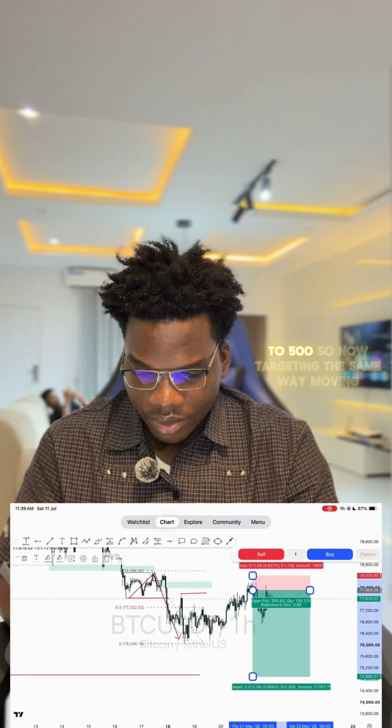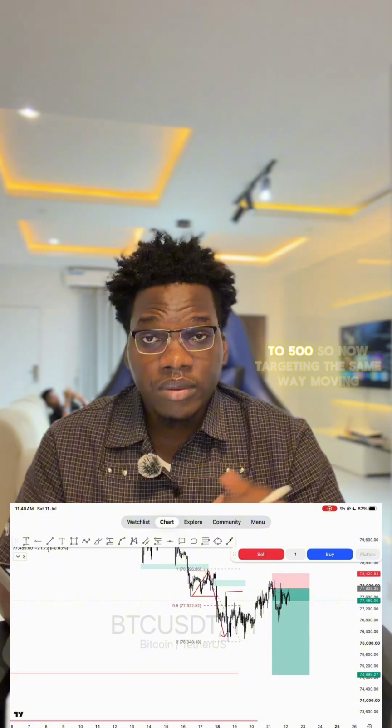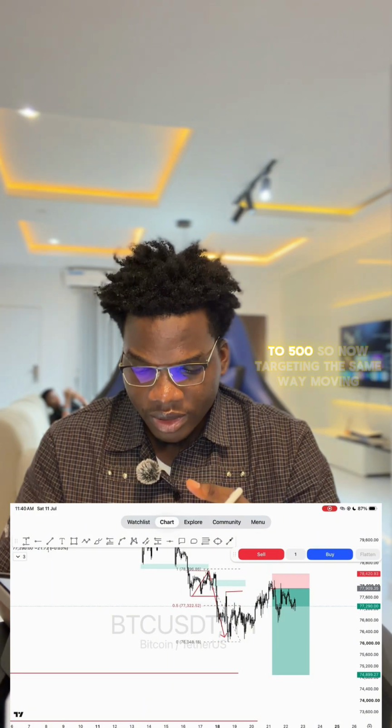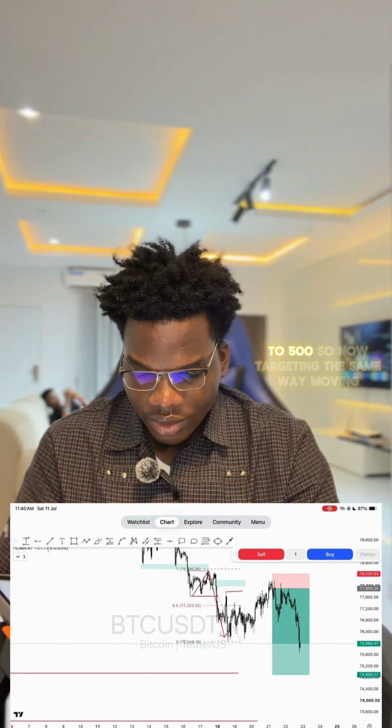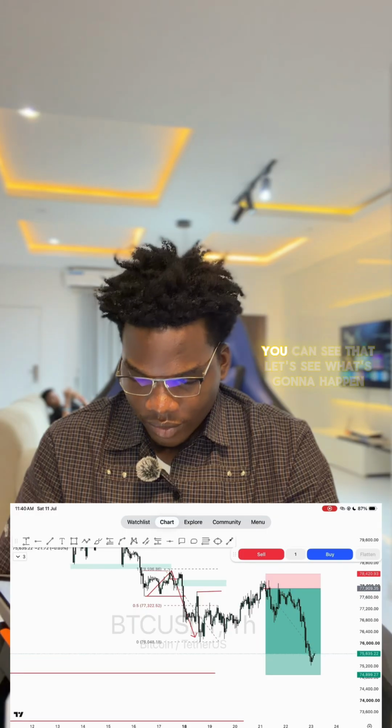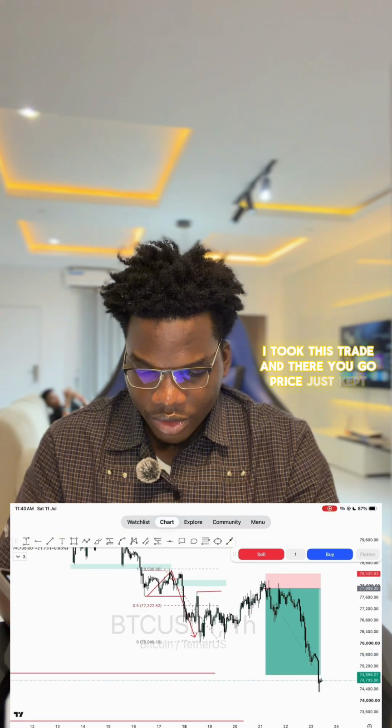Let's see what's gonna happen. Drop or hit SL. What's gonna happen? But I know the price dropped because I took this trade. And there you go. Price just kept dropping.